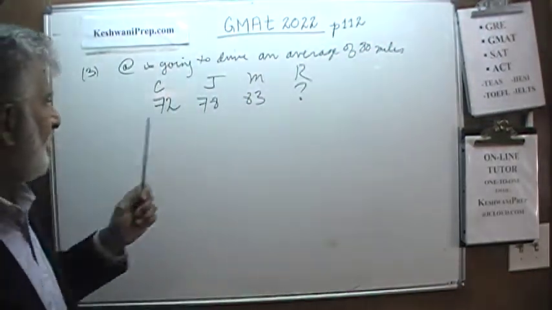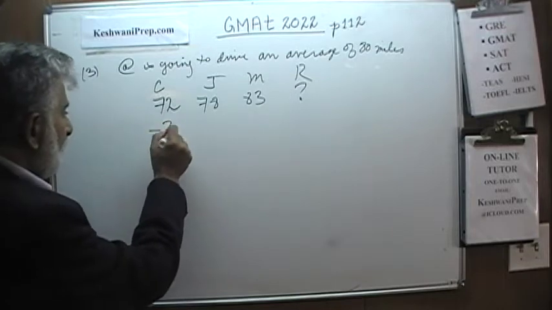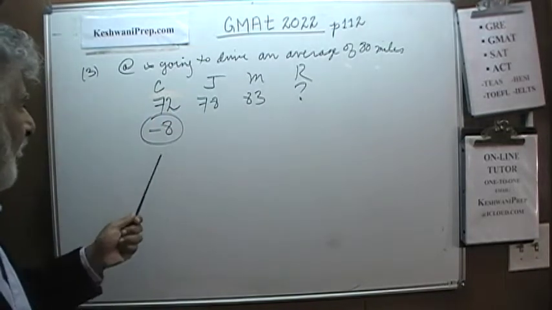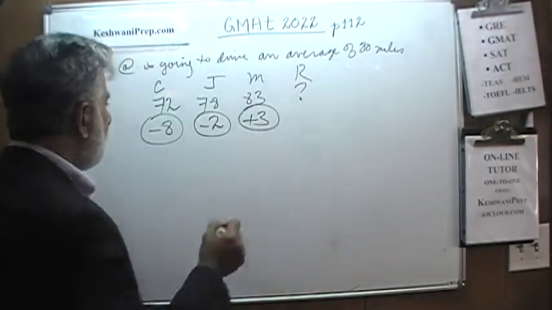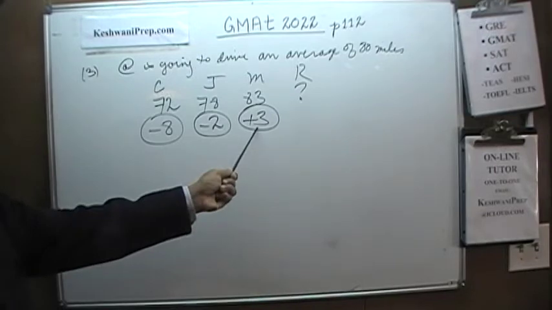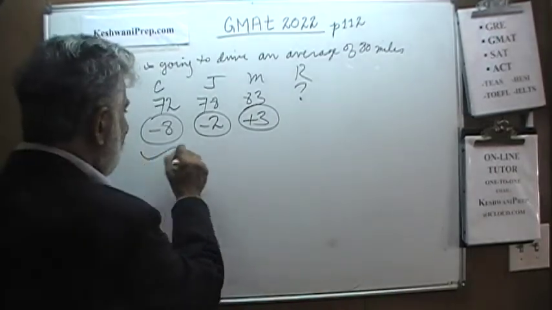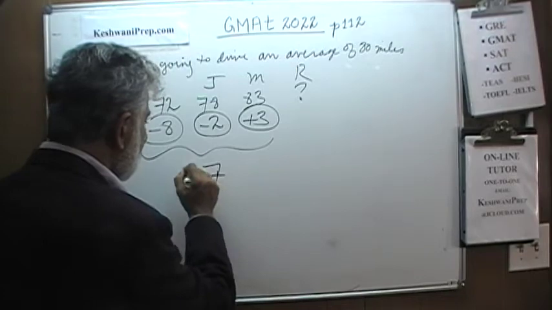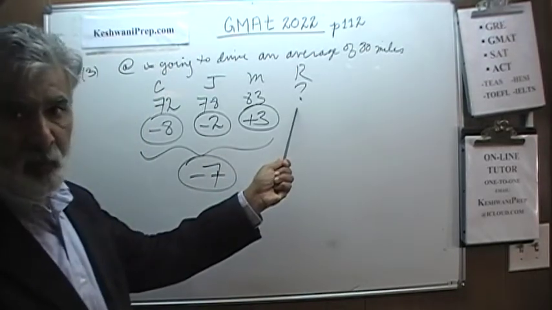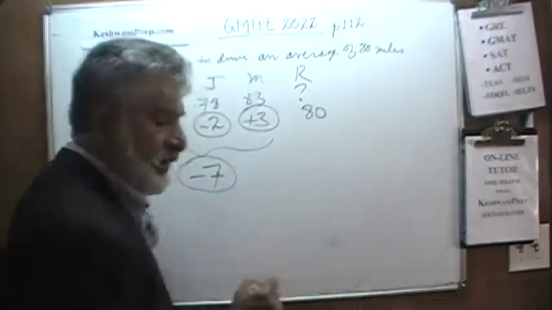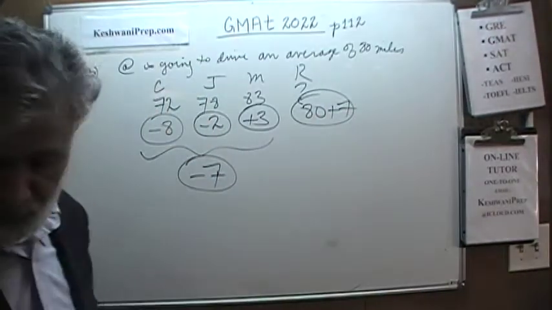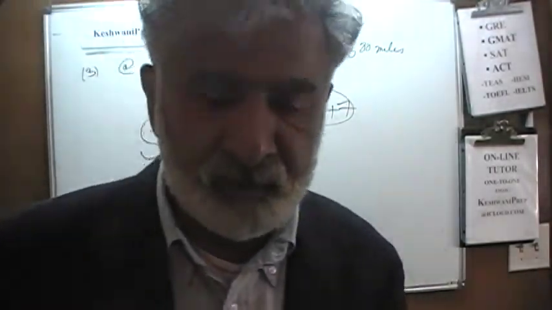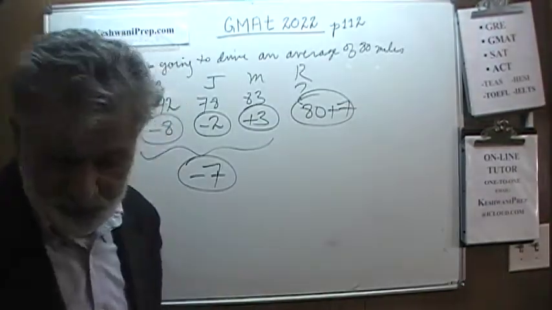If we want the average of 80, she drove 72 miles, so obviously we have to make up a deficit of 8 miles, because she's 8 miles short. Here we have a deficit of 2 miles, here we have a surplus of 3 miles. That's negative 8, negative 2, and a positive 3, which gives us negative 7. So all of this gives us a deficit of 7, which means that this person has to make up 7 more miles. Not only has to drive 80 miles of his own share, but he has to make up a deficit of 7 miles because the first 3 people drove 7 miles less. He must have driven 87 miles.